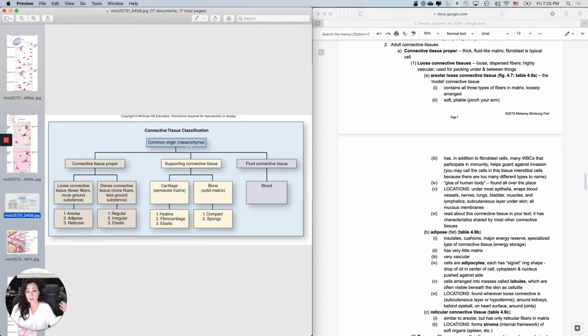It's mostly water in the matrix. The connective tissues proper have less water and more proteins and solids in the matrix, so they're more squishy. And then the supporting connective tissues are more solid, like cartilage and bone. Hopefully that makes sense. So where we're going to start is these connective tissues proper, but notice it has a further subdivision, loose versus dense. Now let's talk about what we mean by loose versus dense.